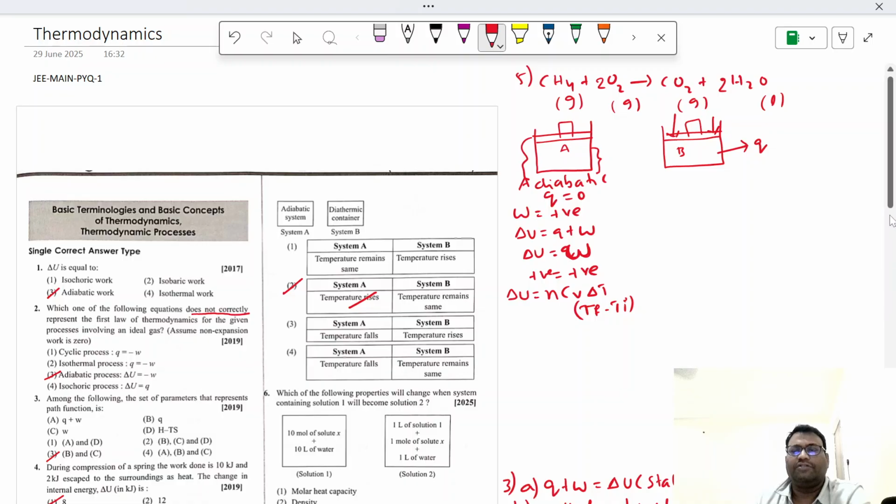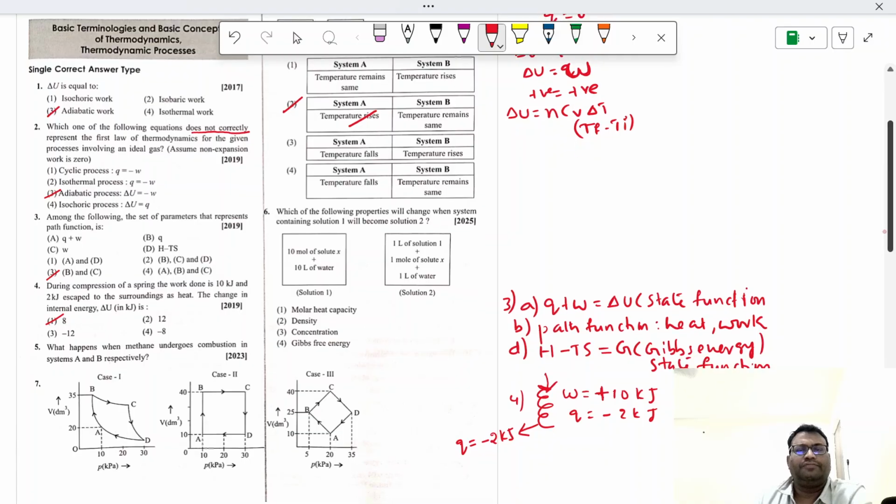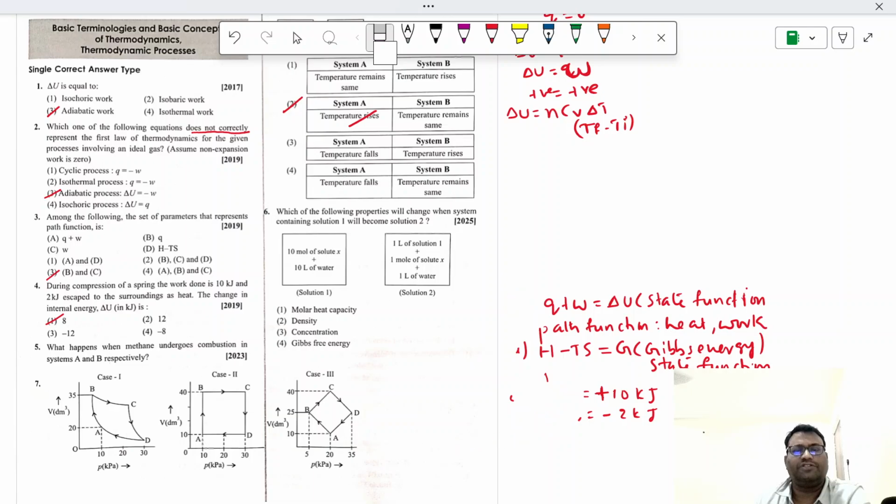Next question, let us go with question number 6. We are speaking about question number 6. In question number 6, what is asked?